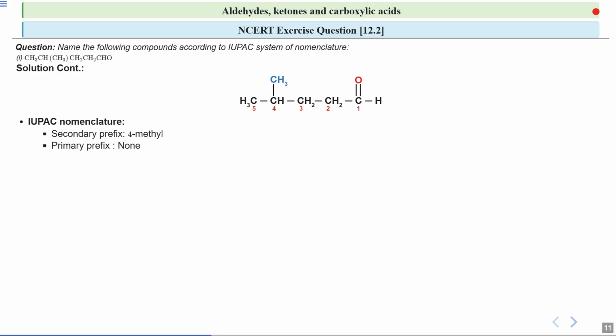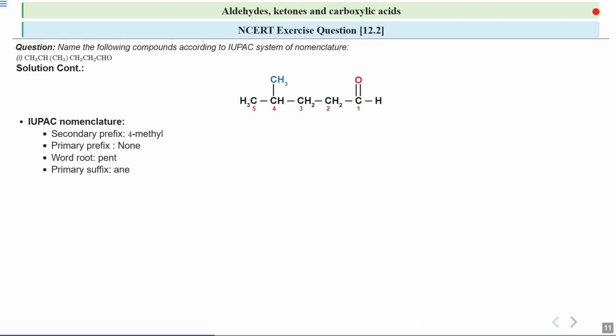Then comes the primary prefix. So this usually indicates the nature of parent chain, okay, whether it is cyclic or acyclic. So for open chain, we write no prefix. For cyclic compounds, cyclo is used. So here you can see there is an open chain, so that is why there is no primary prefix. Next, we will see the word root. So word root, it is the longest continuous chain, and here in this chain we have 5 carbons. So if we have 5 carbons, the root word is pent.